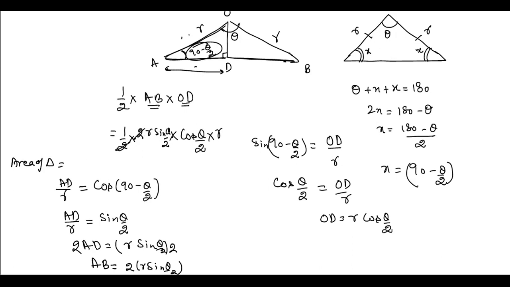would be equivalent to R square, and sin theta by 2 into cos theta by 2. So that would be the value of this one, the area of the triangle.